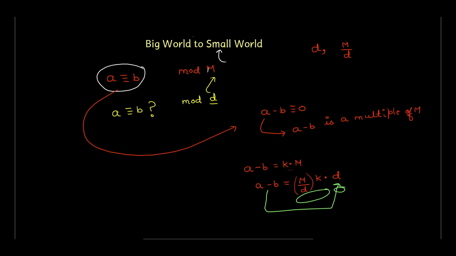It means that if you start with a bigger world of m and two numbers are equal in that big world, they will also be equal in this small world. So this is one fact that we will use in the later parts of this video, so hold on to it. Now let's talk about another interesting observation for this.